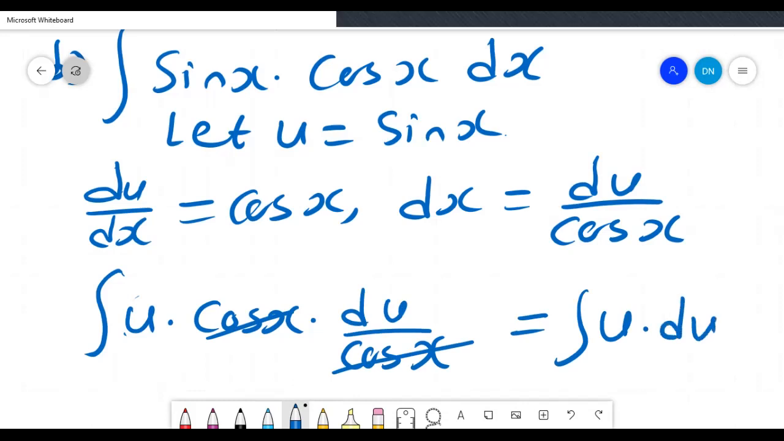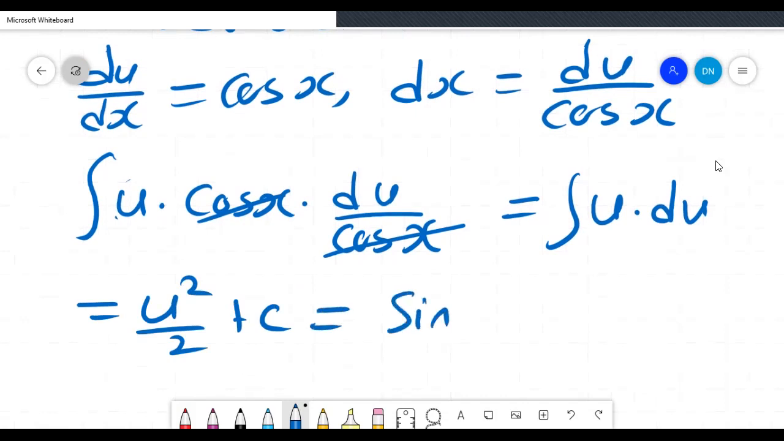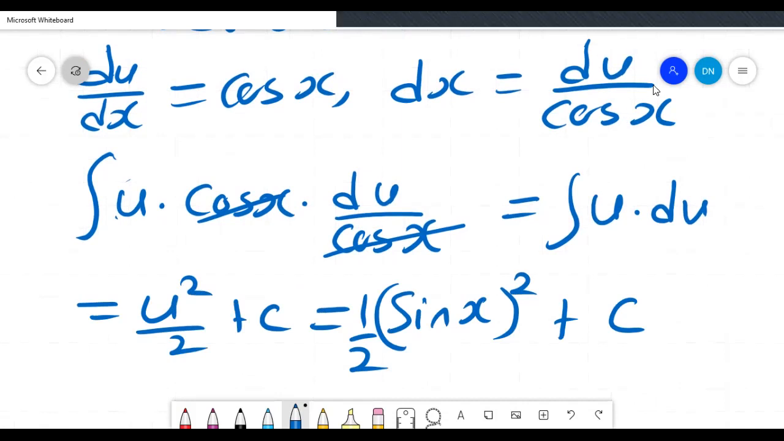And what does that give me? That goes up to u squared over 2 plus c. And I know u is sine x, so I can write it as a half sine squared x, that is, half of sine x squared, plus c. And that definitely gives us the solution to the two integrals.